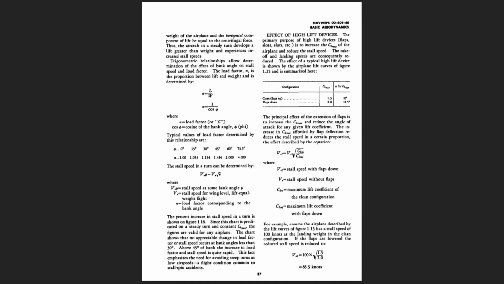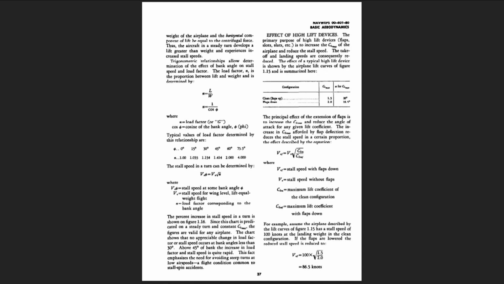The stall speed in a turn can be determined by Vs sub φ = Vs times the square root of n, where Vs sub φ equals stall speed at some bank angle φ, Vs equals stall speed for wing level, lift equals weight flight, and n equals load factor corresponding to the bank angle.